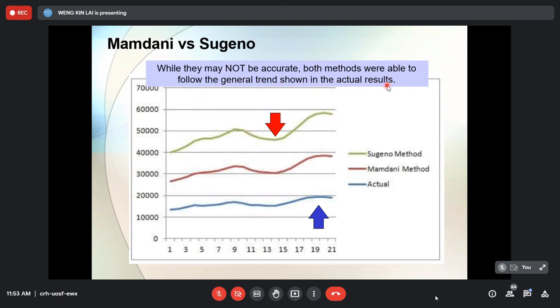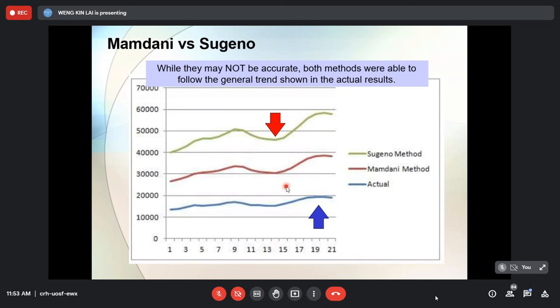So you can see here, I also want to share with you how you can turn a negative answer into something positive. The Sugeno method has the larger error, and both methods here are not close to the actual answer. But you can tell the reader that if you look at the general shape of your results, they are able to follow accurately the ups and downs of your actual answer. So that is something to be proud of for both the Mamdani and the Sugeno. So again, you can use that in your FYP.